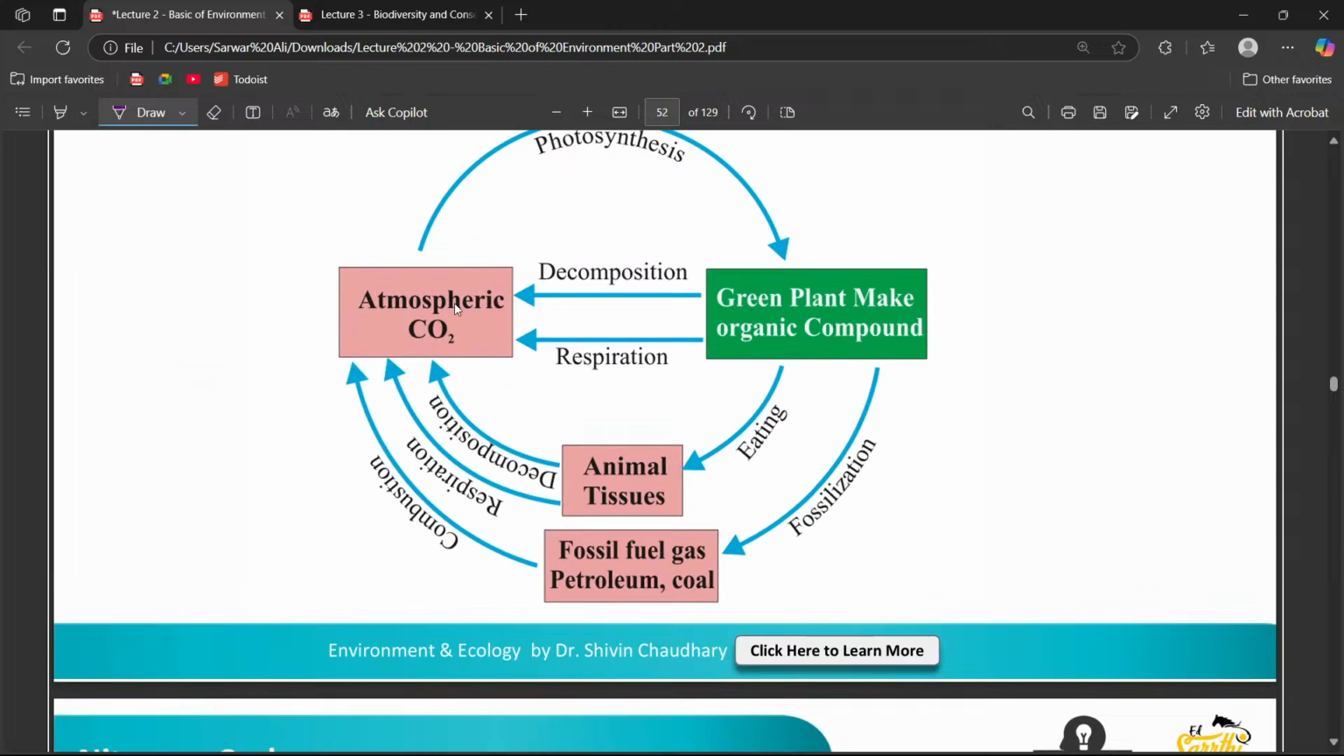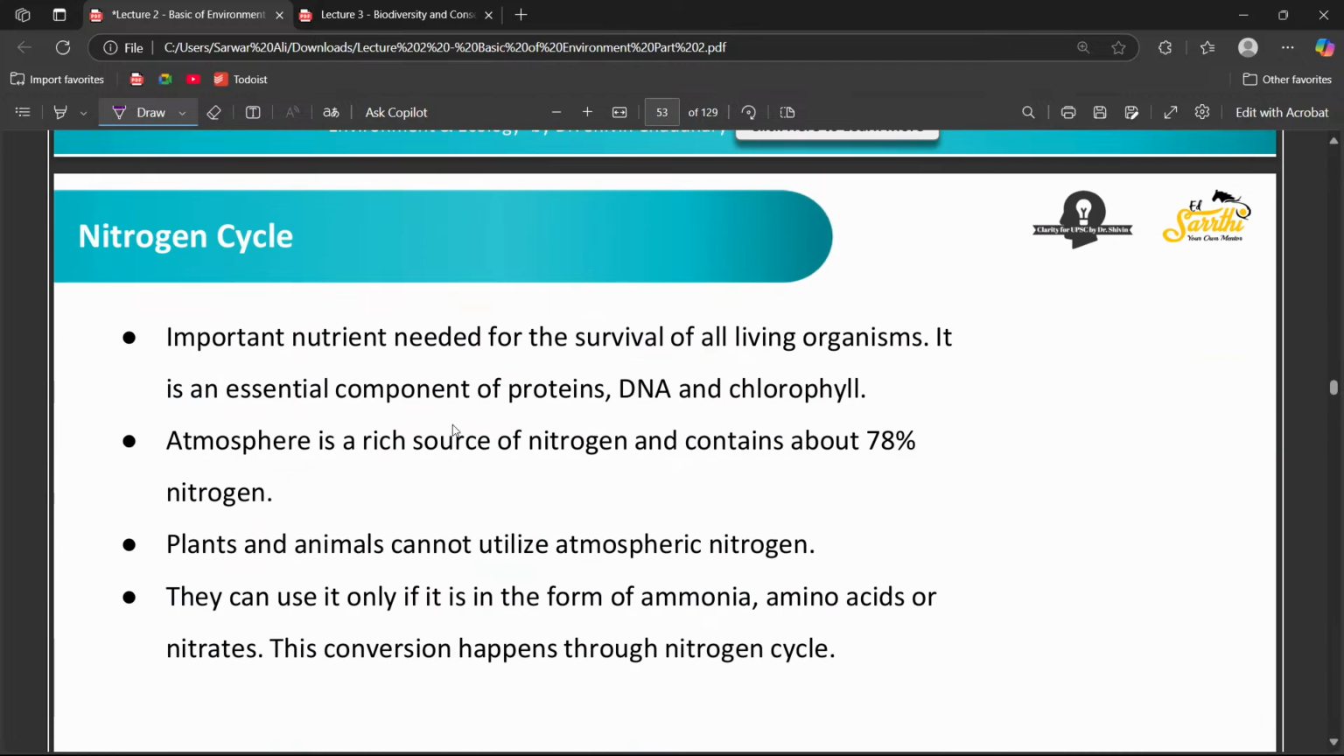So the carbon cycle looks like this. There are green plants that make organic matter. Let's start from here. Atmospheric CO2, photosynthesis, green plants use it. Decomposition and respiration both give CO2 again. When it gets eaten, it forms animal tissue. When it fossilizes, it forms fossil fuels. Animal tissue decomposes back into carbon dioxide, and respiration also gives out carbon dioxide. Fossil fuels, gas, petroleum, when burnt or combusted, give carbon dioxide.